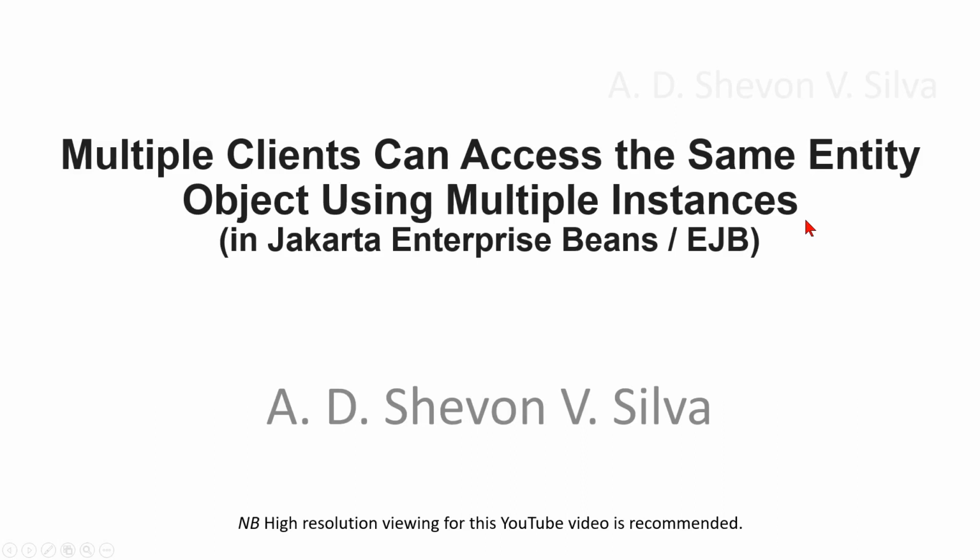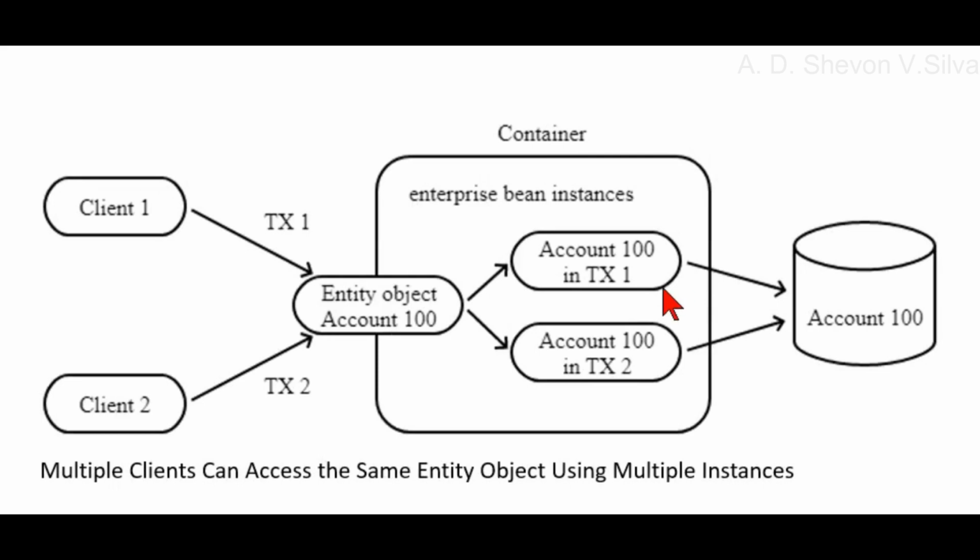Multiple clients can access the same entity object using multiple instances in Jakarta Enterprise Bean, so EJB. Here you can see multiple clients access the same entity object using multiple instances. When writing the entity bean business methods, the bean provider does not have to worry about concurrent access from multiple transactions.